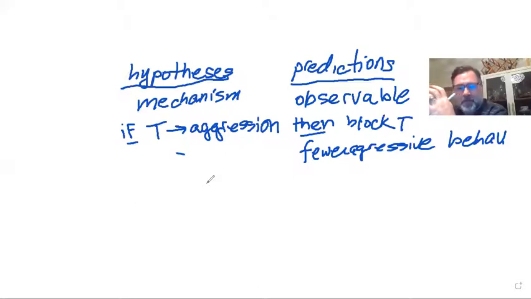So we can measure those things, right? So the prediction is what you observe. The hypothesis is what drives it. It's a mechanism behind it. All right. So, getting back to theories.